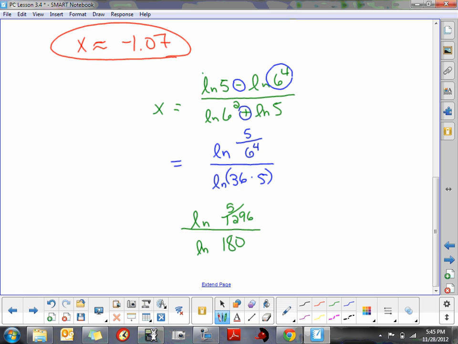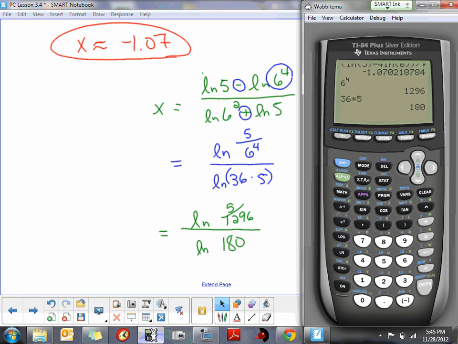So the book is going to convert that into this statement, and then eventually they go back and convert it to a decimal anyway. So just to show you that you get the exact same values, whether you do the extra work of converting it using your power rules, quotient rules, product rules, or not. But it makes it a little bit easier to put in a calculator, I guess I would say that. So it's the natural log of 5 divided by 1,296. We want to take that and divide it by the natural log of 180, and we should get the exact same result we had before, negative 1.07.